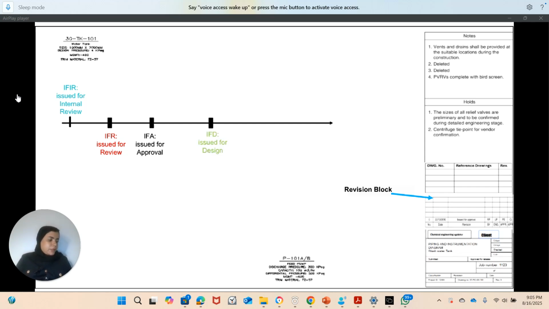So once you get the IFA version approved, the next stage is that you will go to issued for design P&ID, and you might ask the question, is the P&ID that you have constructed for approval not adding the design elements of the process equipment? And the answer is yes, most of the design elements are completed. So when I say issued for design, I mean designed by other disciplines, not the process engineering discipline.